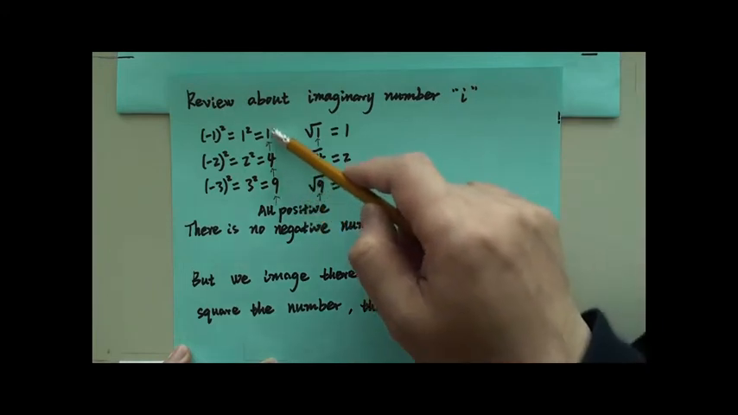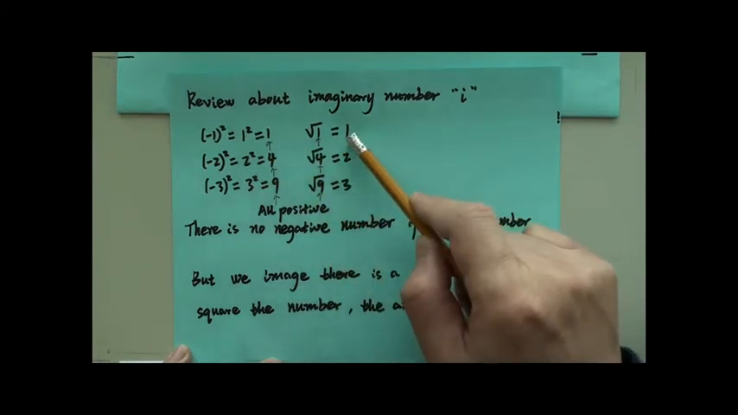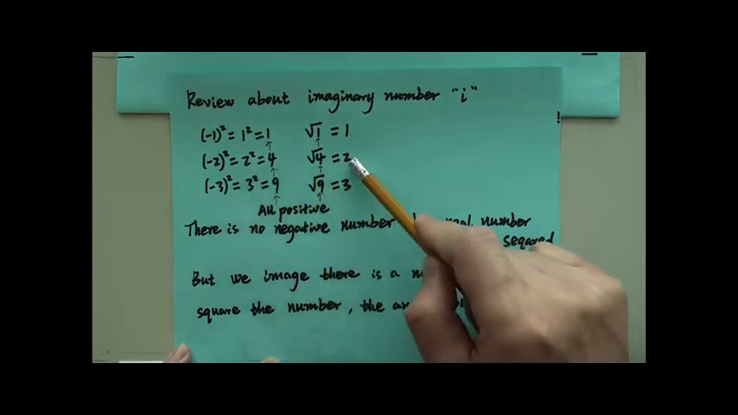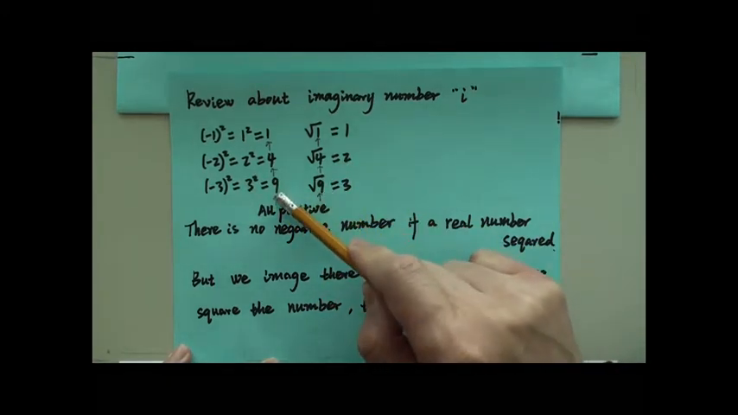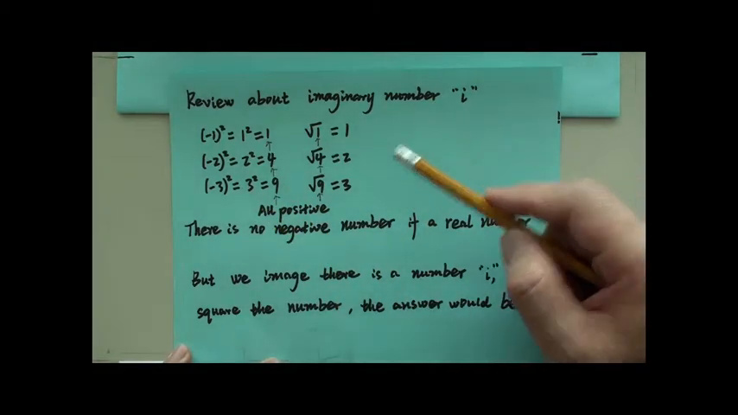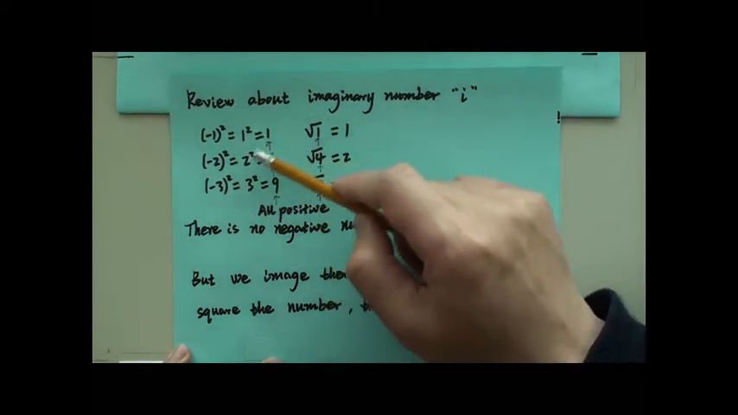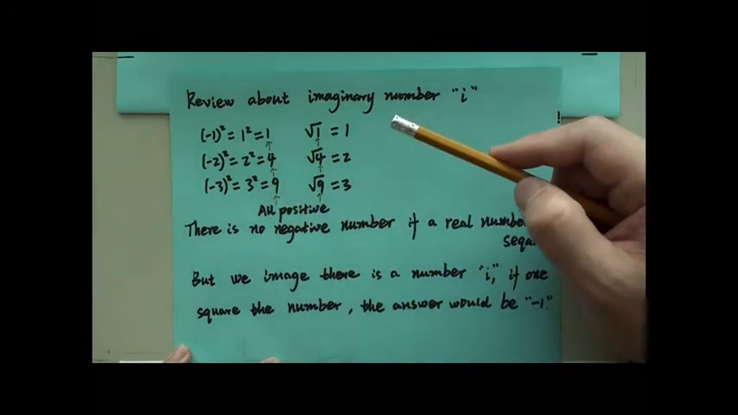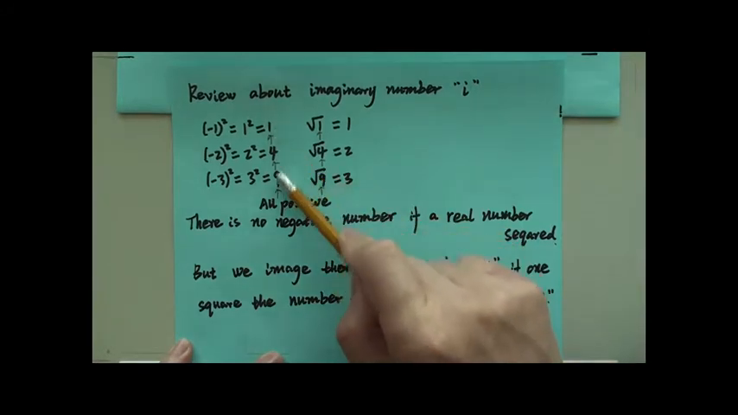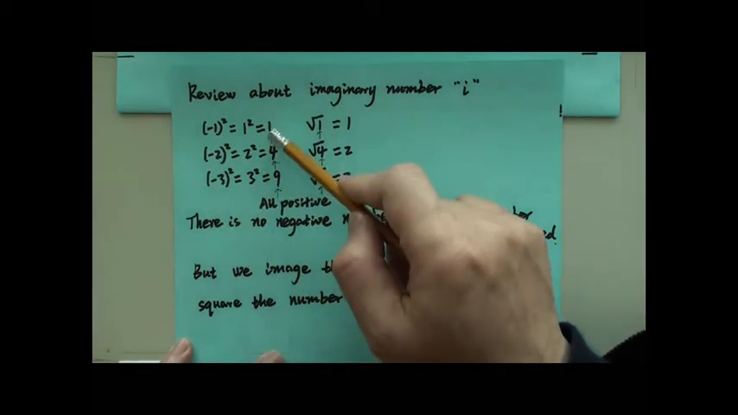Then when you take the square root of this column, radical 1, you go back to find 1. Radical 4, you go back to find 2. Radical 9, you go back to find the positive number. All positives inside the radical sign, and any number squared, you get positive. Now, you can see here there is no negative number. If a real number is squared, a negative number squared is positive.